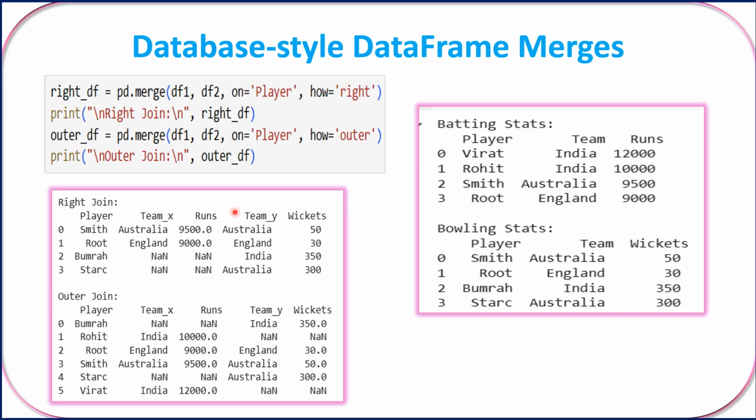This will be the same for the right and outer. For the right, it is of the second data set, so it's about bowling statistics. So player, team X, team Y and wickets will have the entire data, whereas in team X and runs, the uncommon values like Smith and Root will have the entire data, whereas Bumrah and Stark will not have any values, which are filled by NaN values. Outer will have the entire set, but whenever it is not common, obviously it'll have the NaN values. That's it.